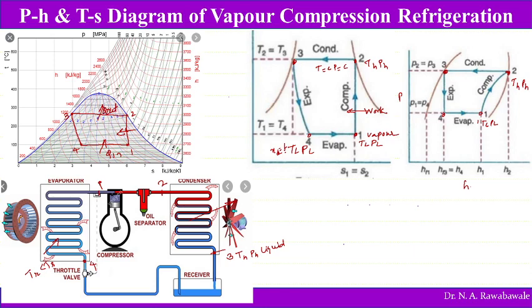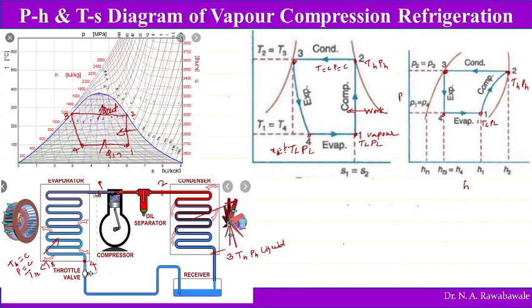So this process 4 to 1 is shown by a horizontal line on the p-h diagram, because this process 4 to 1 is at constant temperature and constant pressure. So this process 4 to 1 is a constant temperature and constant pressure process, that is an evaporation process, during which the refrigerant absorbs latent heat of vaporization and gets evaporated, and dryness fraction improves here.